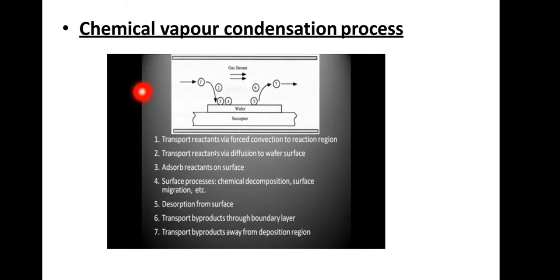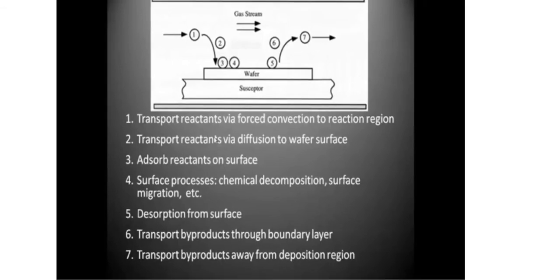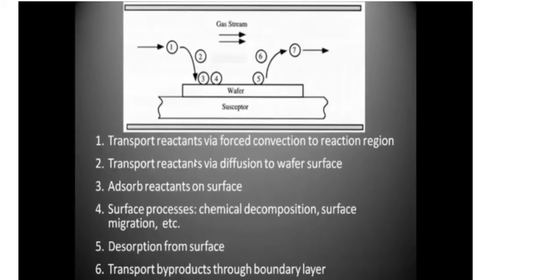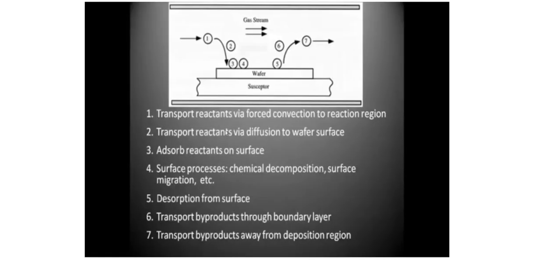Now the chemical vapor condensation process. See here the diagram. So we transport the reactants to the reaction region. You see here number 1, 2, 3, 4, 5, 6 and 7. This is the gas stream, you see here, arrow mark is shown here. This is the wafer, and this is the susceptor, you see here.